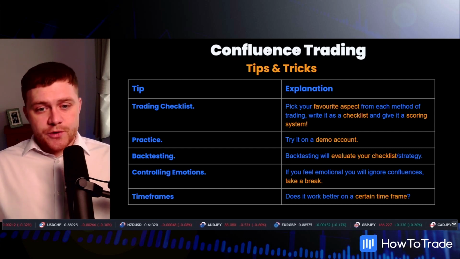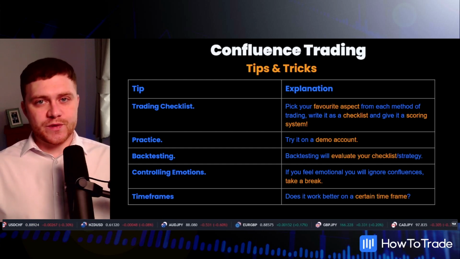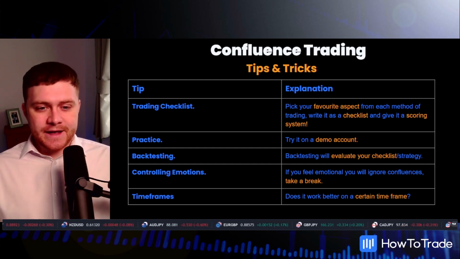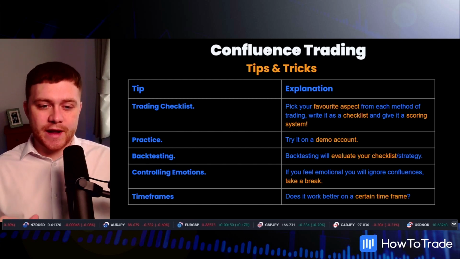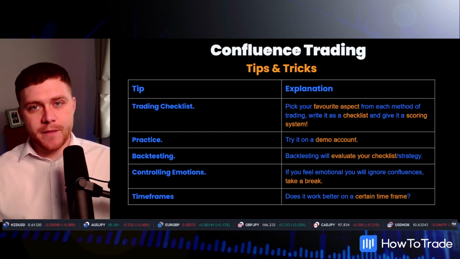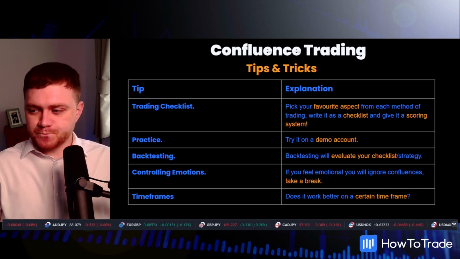Also, controlling emotions, very important as well. If you start to feel emotional, then you will ignore confluences. You'll forget about your plan. And as soon as you feel that way, it's just so simple. As soon as you feel emotional in any way, step away from the charts, come back the next day, and then really check your checklist again.